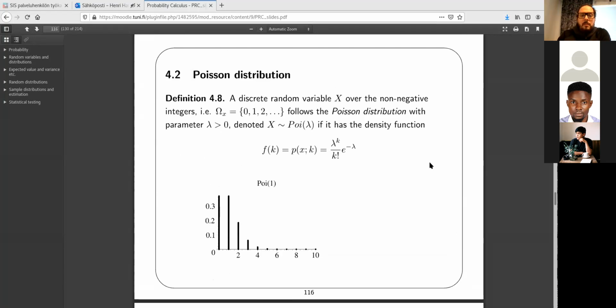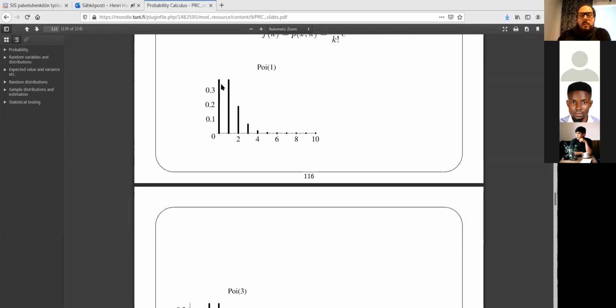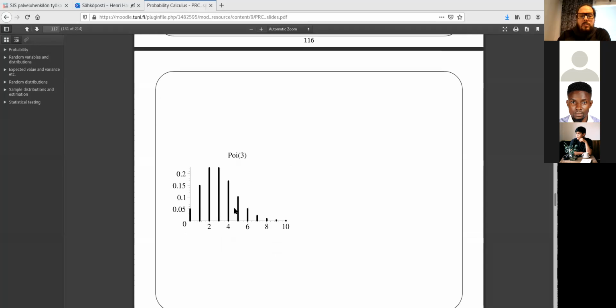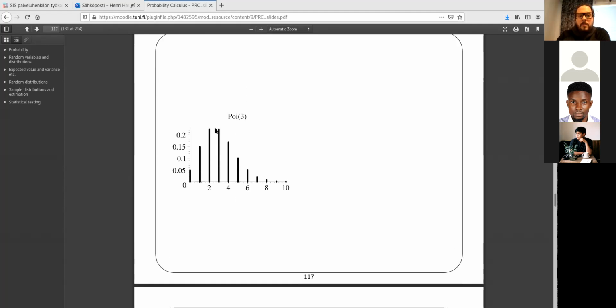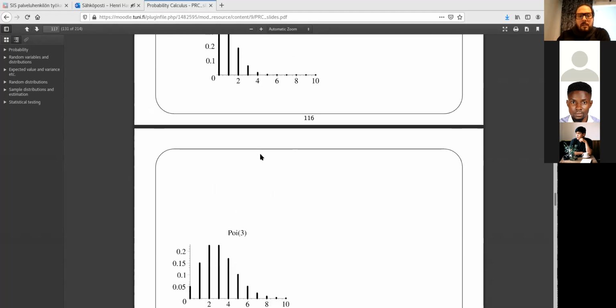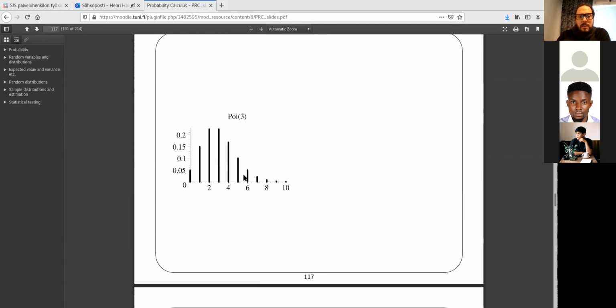Here are some examples. Here's the Poisson distribution with parameter 1. It looks like that, and the Poisson distribution with parameter 3 looks like that. When the parameter becomes bigger, the tail becomes longer, and the top of this bump is roughly around the parameter value lambda.